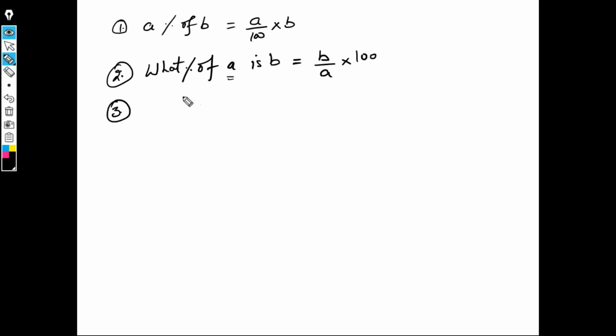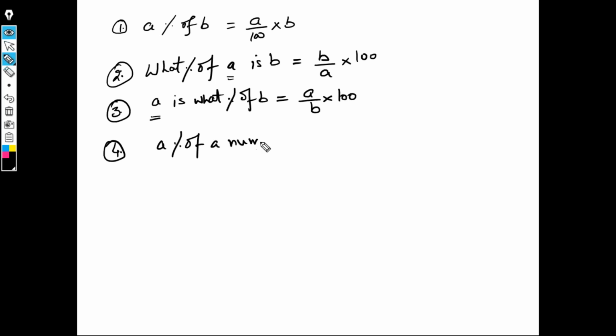The third calculation required will be when we are required to find a is what percent of b. So when we are required to find that a is what part of b, it is going to be a upon b into 100. The fourth thing will be when we are given that a percent of a number is b, and then we are required to find the number. So it is going to be b upon a into 100.